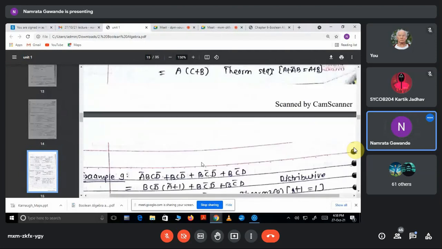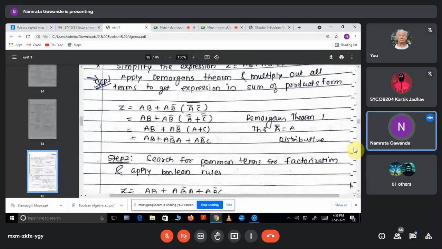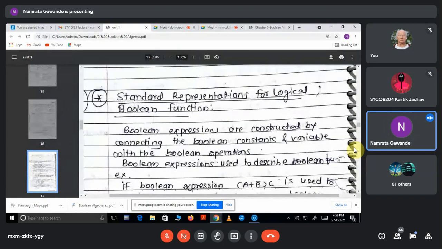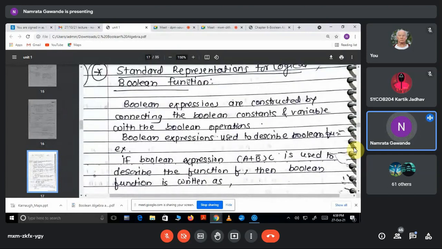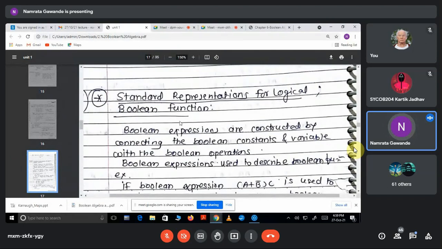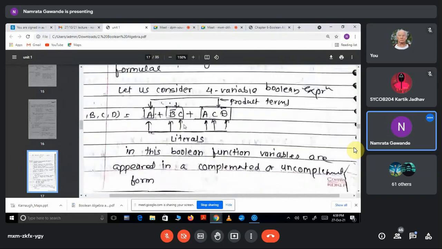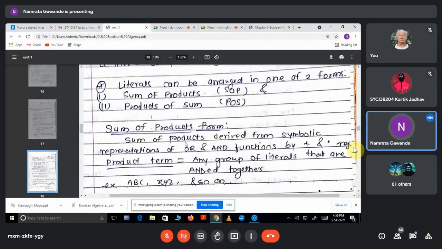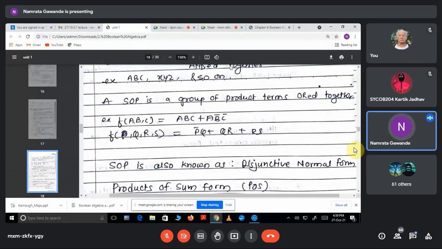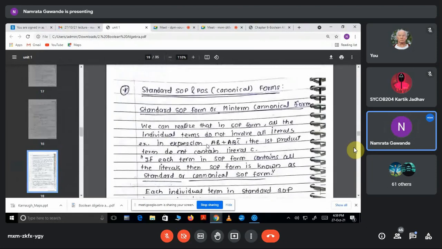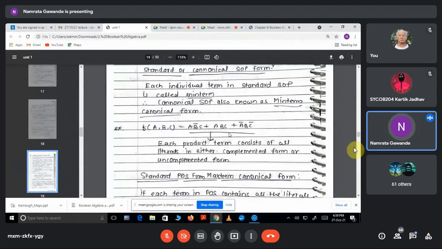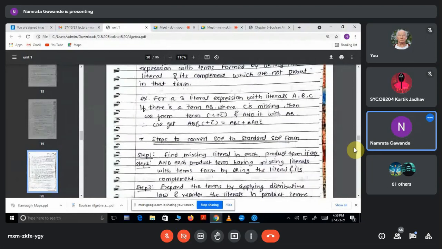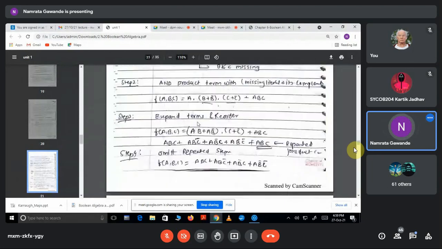After that, SOP and POS. This is important and required. See, the standard representation of logical Boolean functions. This part we have seen in the PPT, and I will send you the PPTs also. So what is SOP? What is POS? This is completely given here. Then standard SOP, POS, canonical form. These steps we have just seen, and how to convert.